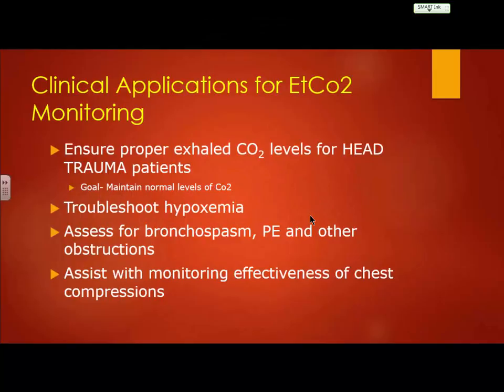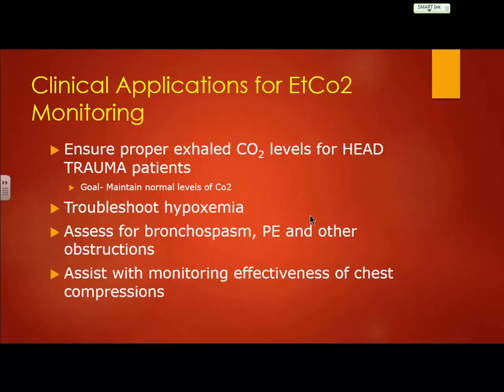All right, so we've talked a good bit about the physiological aspects of CO2 monitoring, and so we're going to spend the next little while talking about the clinical applications and why we would do this and what we look for. One of the first ones that comes up is ensures proper exhaled CO2 levels for head trauma patients. And then it says goal is to maintain normal levels of CO2.